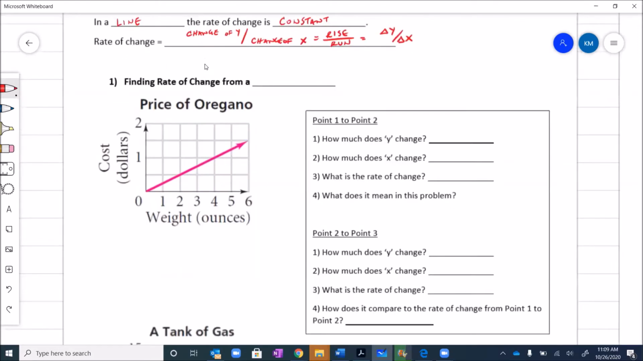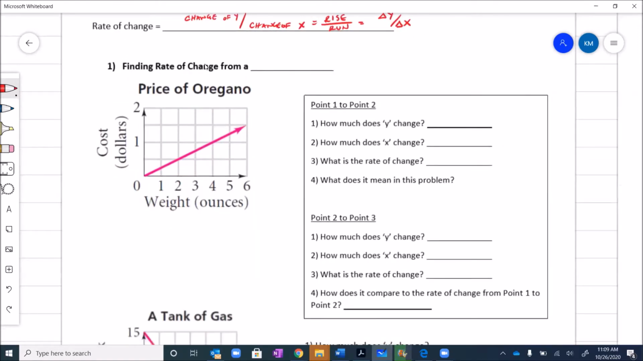Okay, so this problem says find the rate of change from a graph. We can find the rate of change from a graph here. These next two examples. As we look at this, what we said is the rate of change should be constant. So I can identify 1, 2, 3 points here. Maybe I should have used blue so we can see them a little easier. Okay, 3 points where I can clearly identify them. Now there's points all the way along the line, but I'm choosing these 3 points that I can easily see.